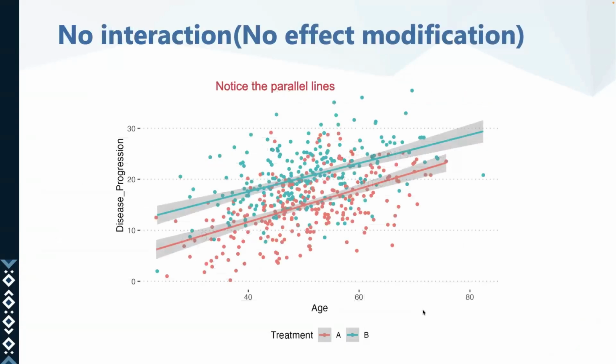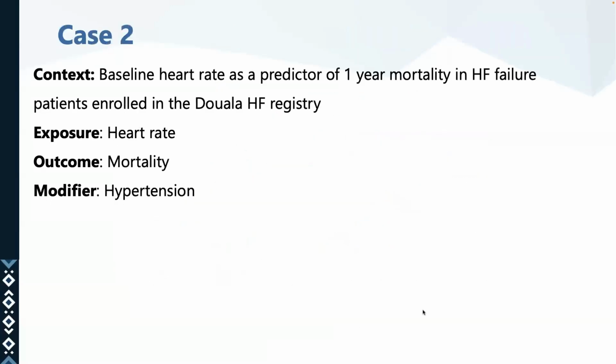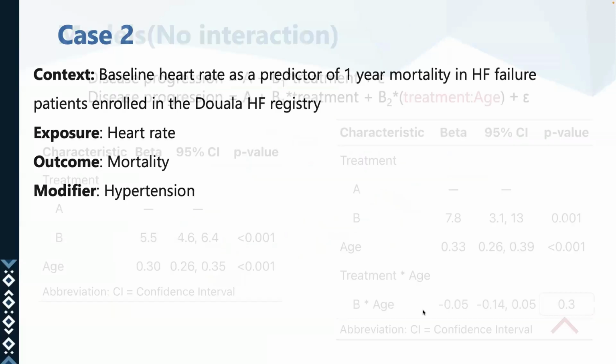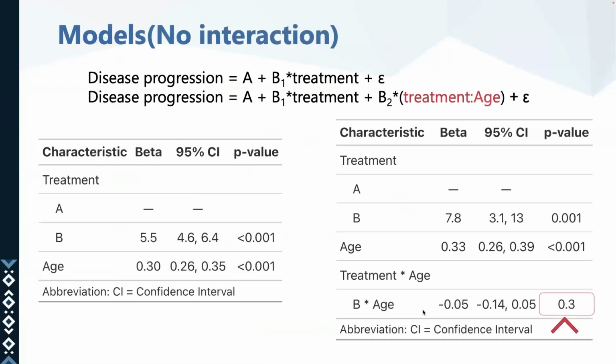So I will take a similar scenario, age, and then the disease progression. But you will see now that the lines are pretty parallel. So you see that the slopes of these two lines are the same. So I am hypothesizing that there is no interaction effect between these two. So what I do further is that I fit the model without the interaction term, and I fit the model with the interaction term, and you see that this is not significant.